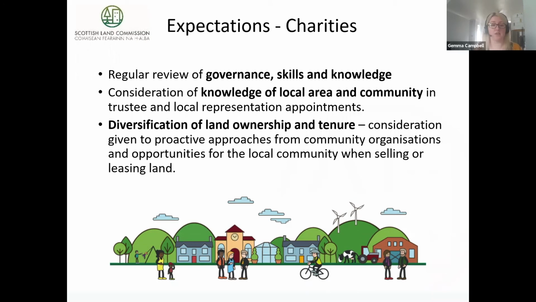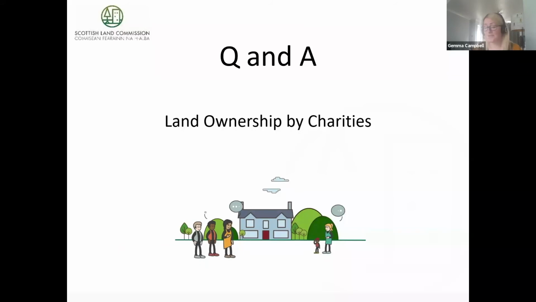And we also have an expectation there around the diversification of land ownership and tenure, and that's giving consideration to reasonable proactive approaches from the local community when they're looking to purchase or use land. And that's something we'll pick up in a lot more detail next week when we have our webinar on diversification. So that is a very quick run through of what we're doing for charities. So happy to pick up any questions here.